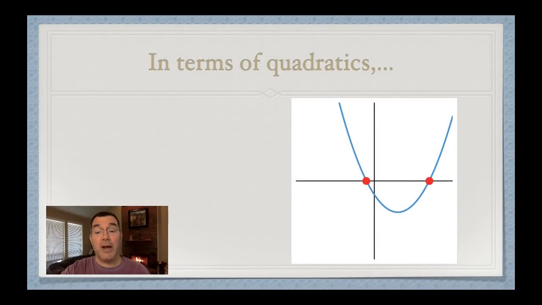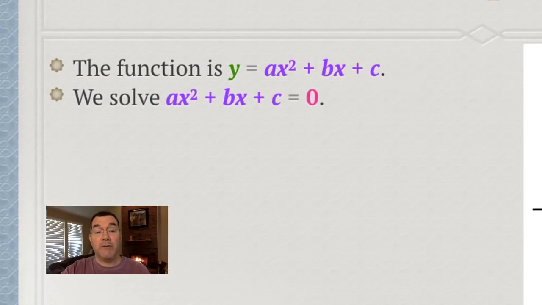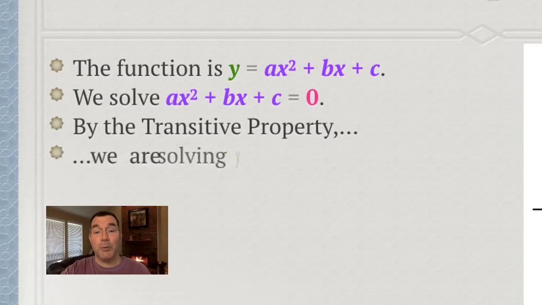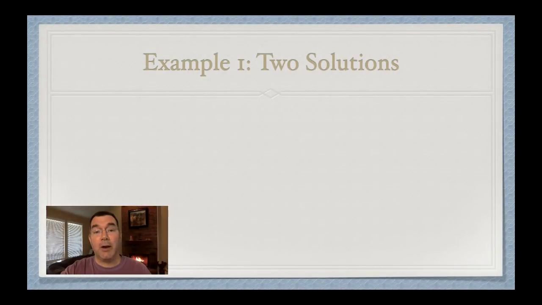All right, so in terms of quadratics, here we've got a quadratic, and I'm showing where it crosses the x-axis. So that's the function y equals ax squared plus bx plus c. That format is the format for all quadratic functions. So if we're solving ax squared plus bx plus c equals 0, then by the transitive property, what we're basically solving is when is that y on the left equal to the 0 that's on the right. All right, so that's why we're looking at the x-axis when we're trying to figure out when a quadratic is equal to 0. Okay, so there's three things that can happen when you try to do this.